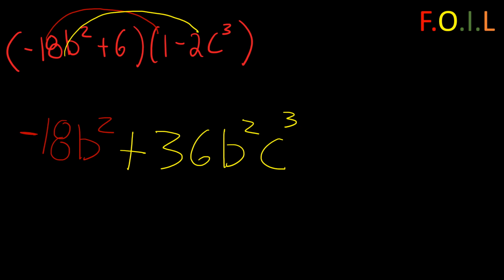So now I have to do the inner. So I do 6 times 1, which is positive 6, and I do the last, which is going to be 6 times negative 2c cubed, right? So a positive and a negative makes a negative. 6 and 2 is 12. And then we would just have the c cubed on the end.